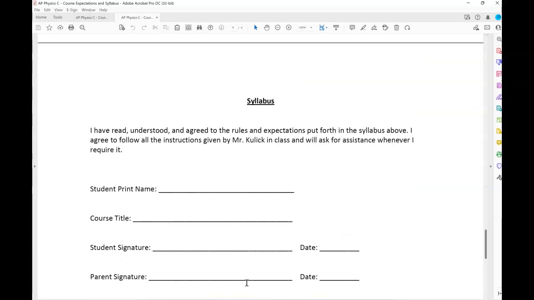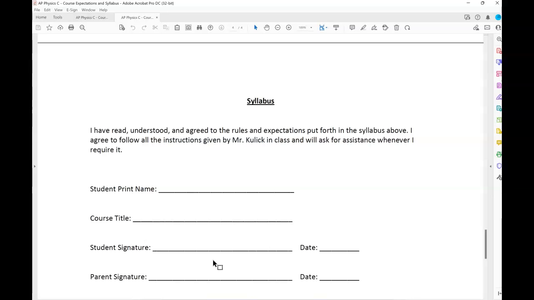The last page is the syllabus sign-in sheet. This is just you signing and telling me that, hey, I read the syllabus and this is fine with me, and I showed it to my parent and they have seen it. Okay, this will be your first homework assignment. This is due Sunday at midnight as our first homework check. We're going to turn this into OneNote as a good practice of how to make sure that happens.